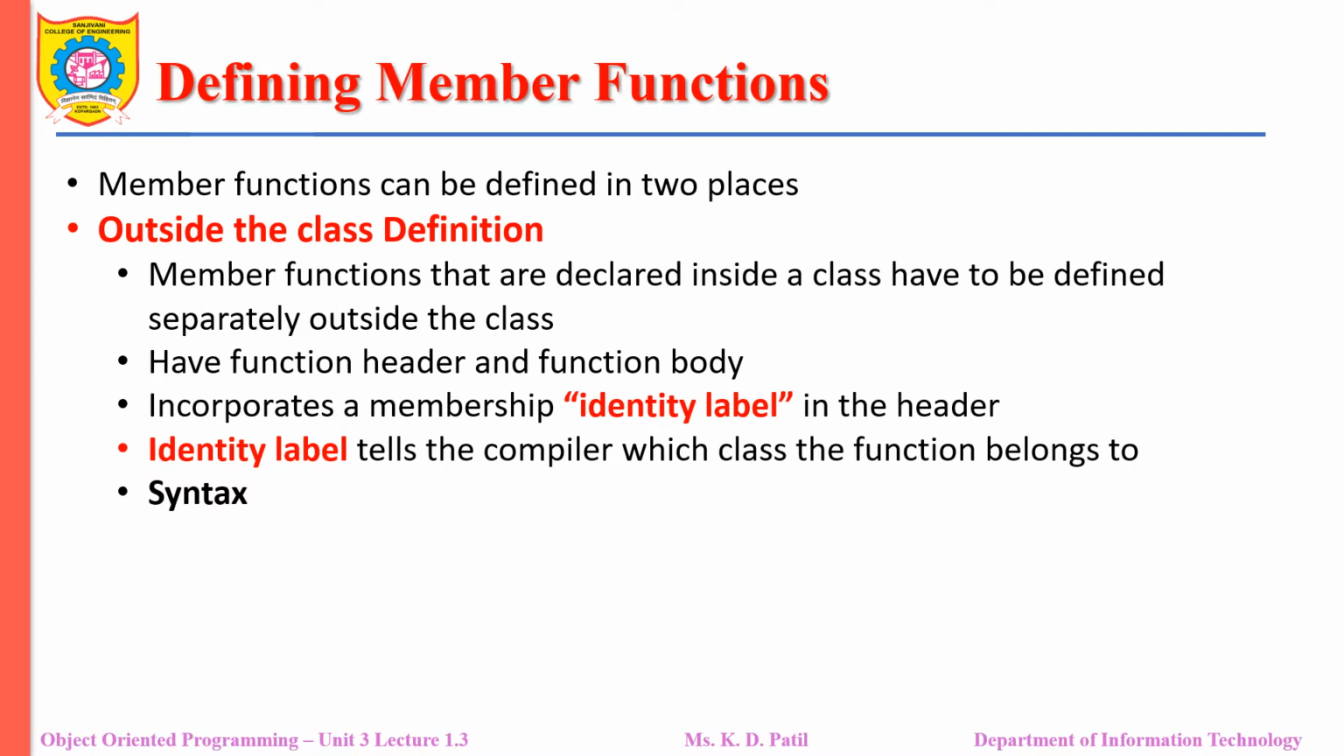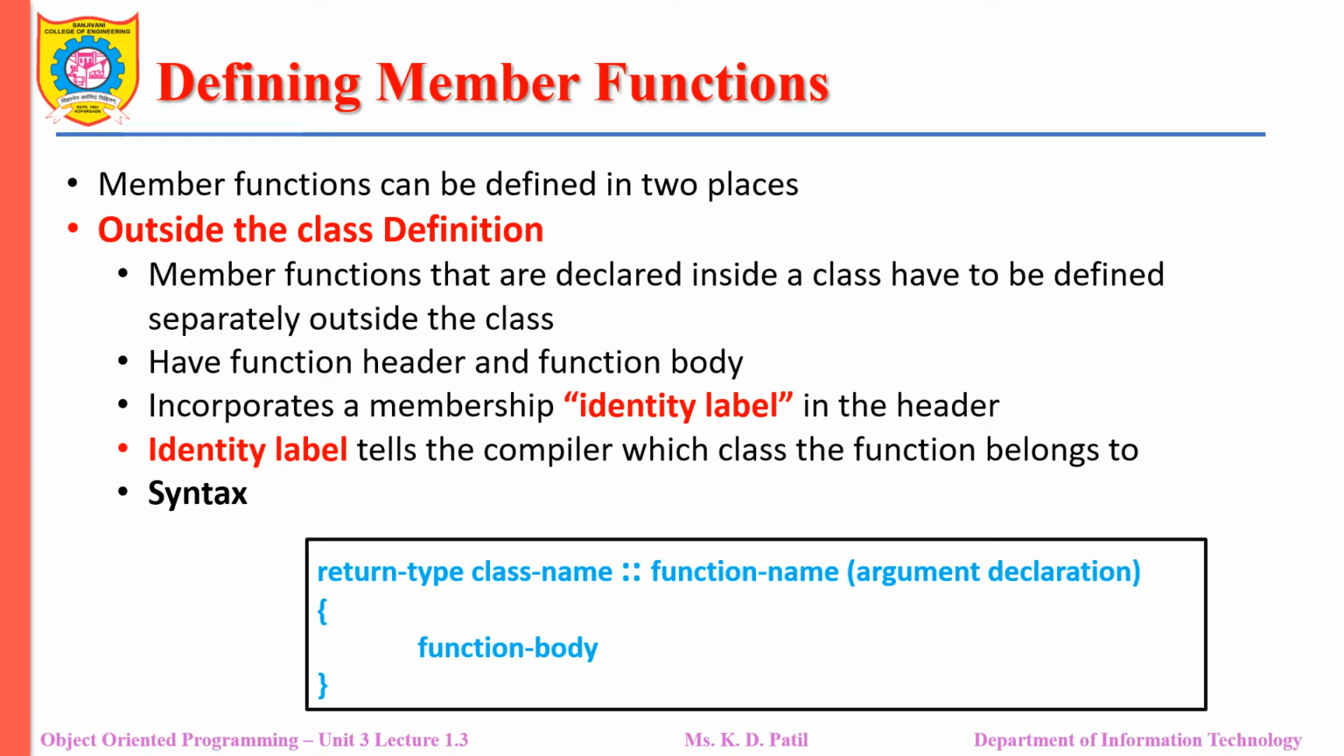These member functions have a function header and a function body, which is outside the class definition. These member functions have the membership identity label in the header, and that identity label tells the compiler which class the function belongs to. Please don't get confused between the visibility label and identity label. Visibility label is private, public and protected, which tells which data members or member functions will be visible outside the class, and the membership identity label tells the compiler which class the function belongs to.